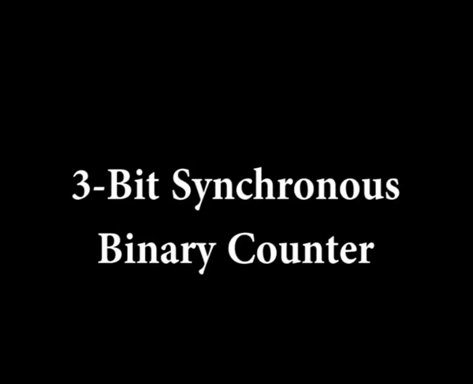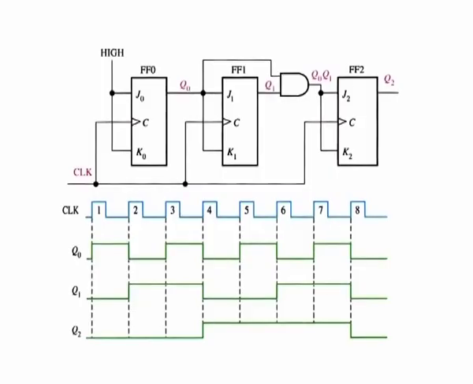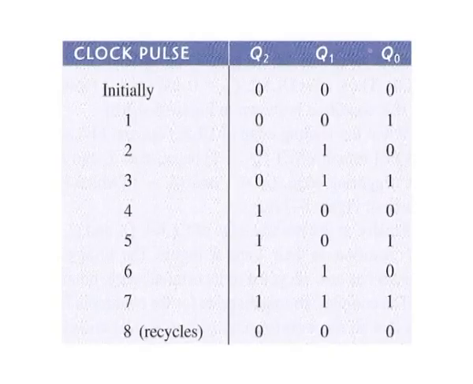A 3-bit synchronous binary counter. A 3-bit synchronous binary counter is shown in figure A and its timing diagram is shown in figure B. You can understand this counter operation by examining its sequence of states as shown in the table. First, let us look at Q0. Notice that Q0 changes on each clock pulse as the counter progresses from its original state to its final state and then back to its original state.